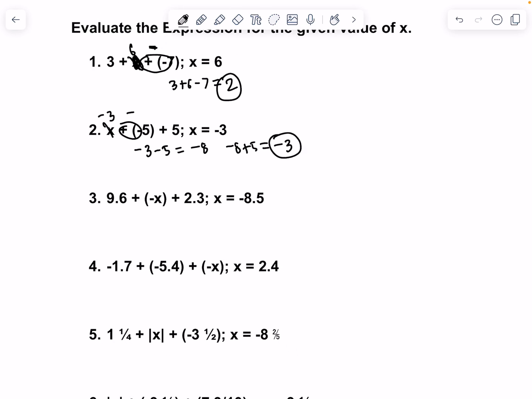Okay, number 3. 9.6 plus x plus negative x. So if x is already negative, that would mean there are 2 negative symbols, which means those 2 negative symbols will make a positive. So it would be 9.6 plus 8.5 plus 2.3. And if we add those together, it would be 18.1 plus 2.3. That would be 20.4. So that would be the answer.